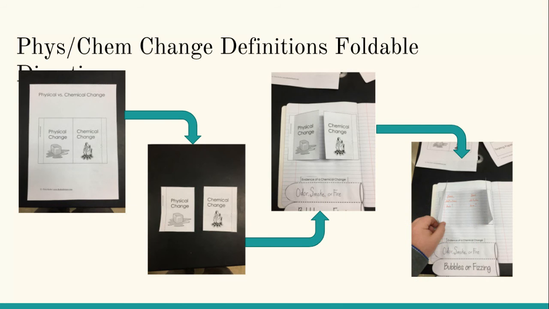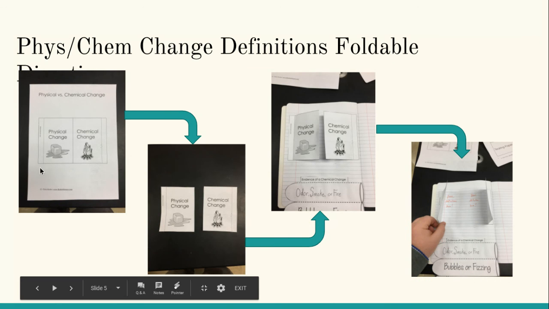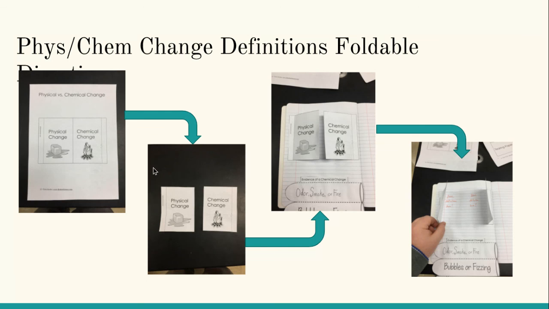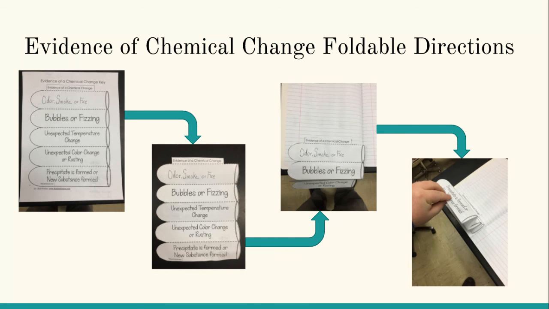For your notebooks, the first step would be to cut out this physical chemical change definition. So cut it out on the solid lines, fold it on the dotted lines, and glue this little strip here to your notebook. And then underneath that, write your definitions for physical and chemical changes.